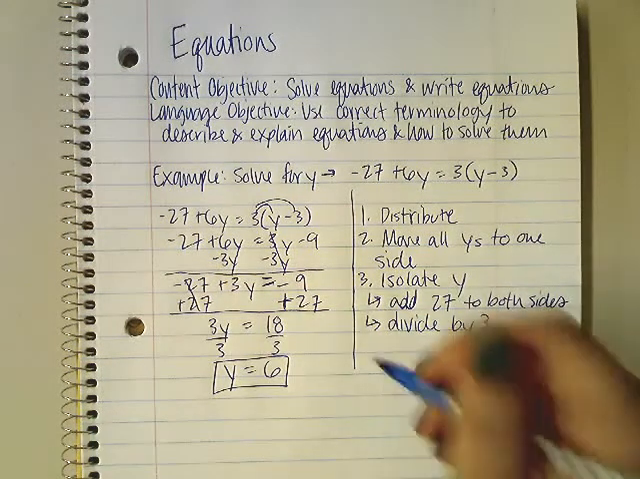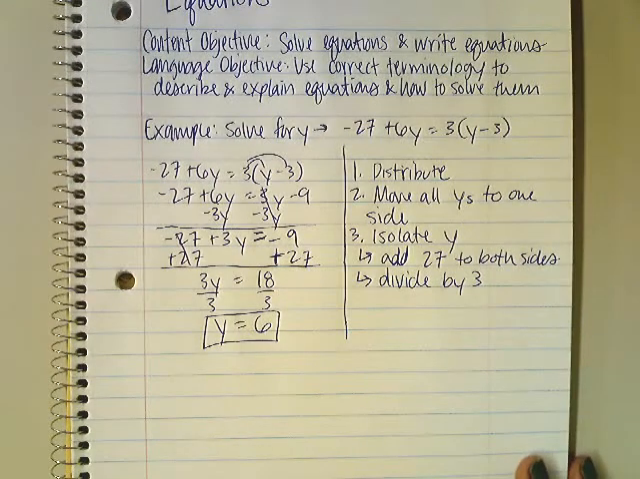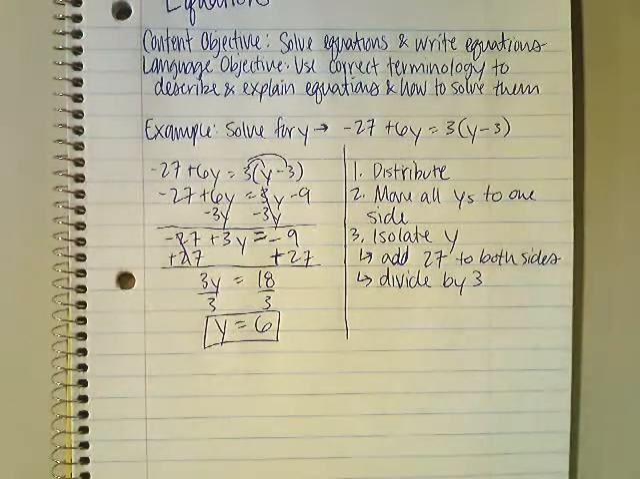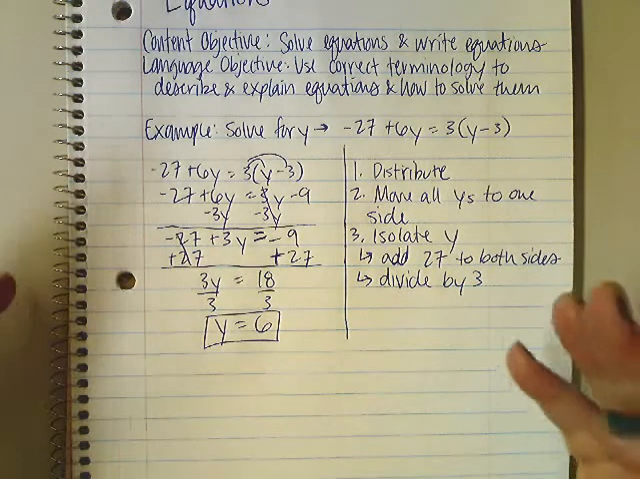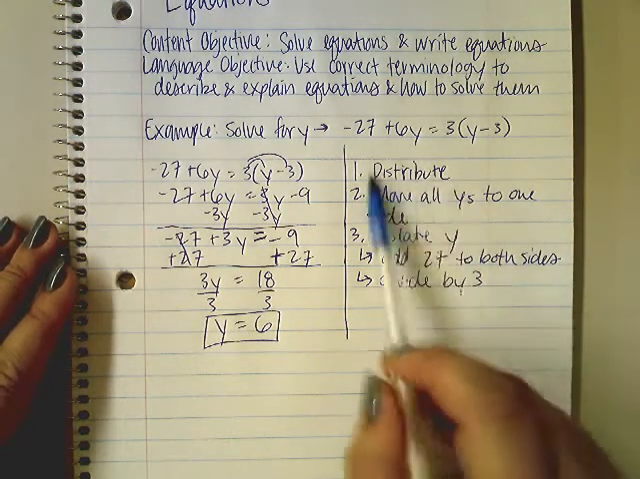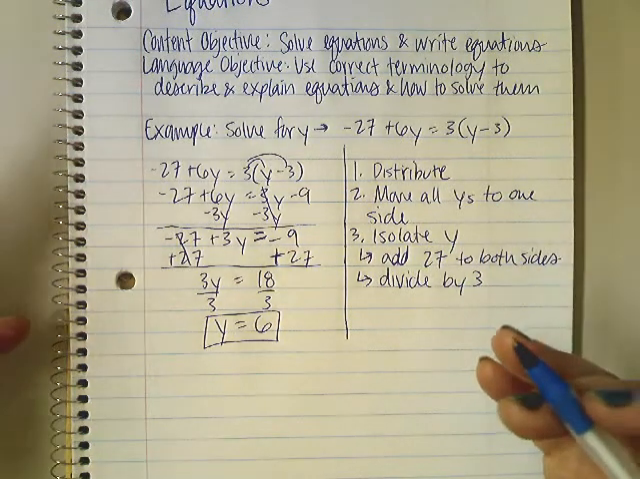If you are in the good habit of checking your answers, you should do that. For the sake of time, I'm going to skip that step. Also, for the sake of time, I'm going to skip our quick check, but we'll go over another straightforward example like this in class. But that's the more or less basic steps to solving an algebraic equation. You're going to get rid of parentheses, move all the variable to one side, and then isolate the variable.